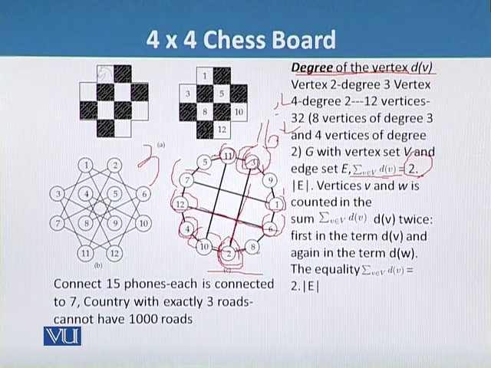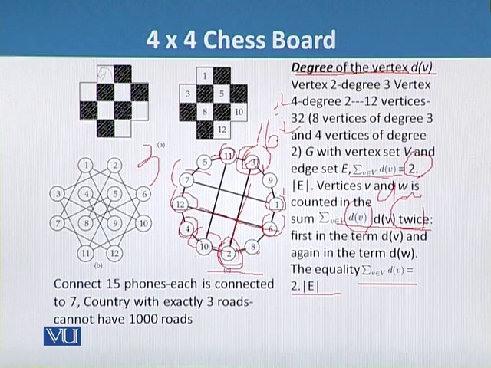So indeed an edge connecting vertices V and W is counted in the sum, that is the summation over v in V of d(v), twice, as we have seen earlier. First in the term d(V) and again in the term d(W). So it will be twice, first d(V) and then d(W). So the equality summation of d(v) is equal to 2 times E, where E is the set of the edges.